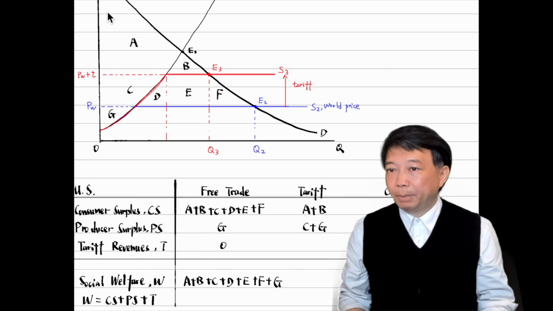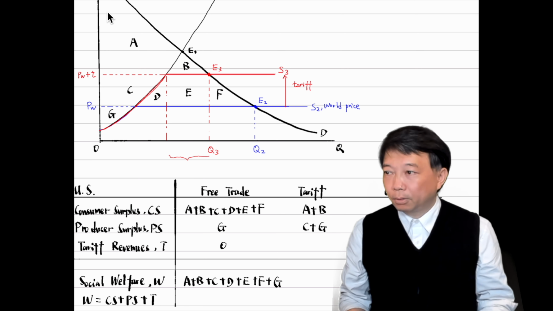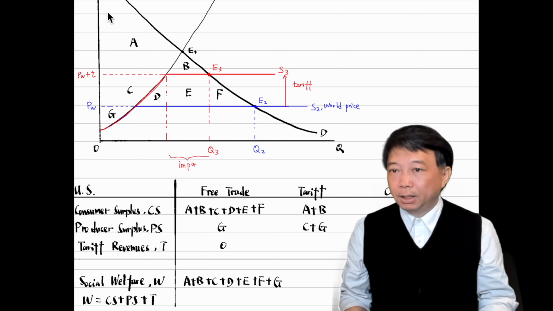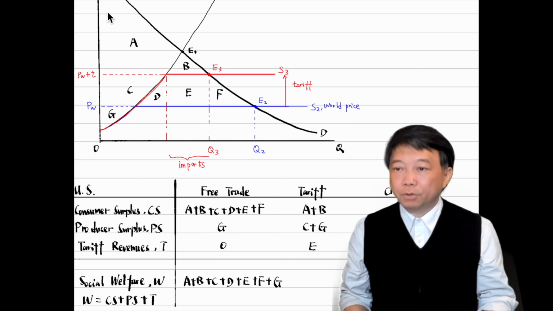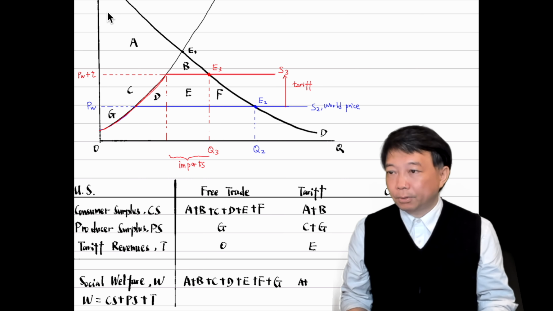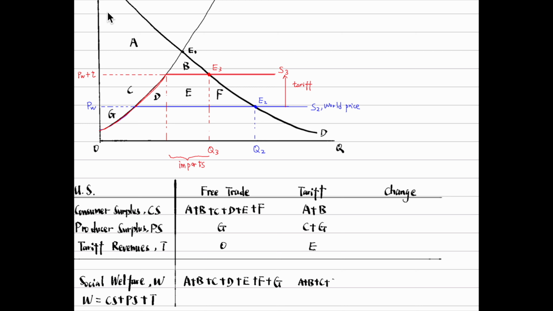The US government collects a tariff equal to the area E. The quantity of imported oil is shown in the graph. The area of E equals the per unit tariff T times the amount of imports. It is the tariff income to the government. Social welfare is the total of these three components.